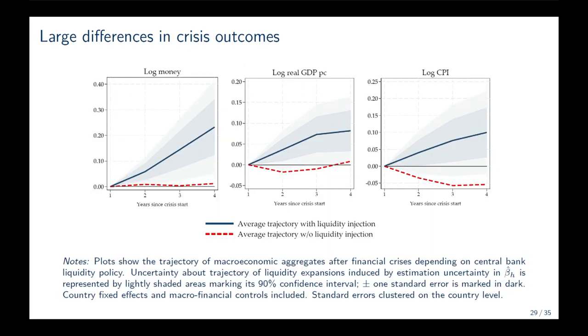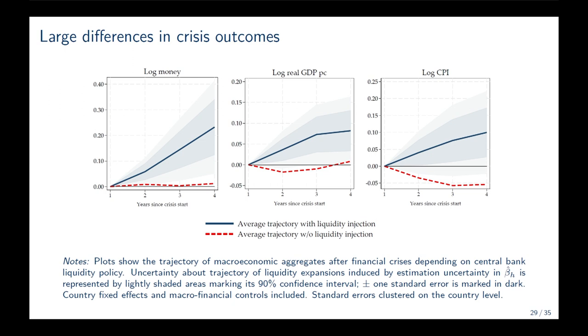And what we end up with is good news for central banks, and it's also good news for people who believe that this financial stability, lender of last resort role is important and beneficial overall, because if you buy into our identification, we find large effects. If you look at the real economy here, there are large differences in the trajectories with and without liquidity injection.